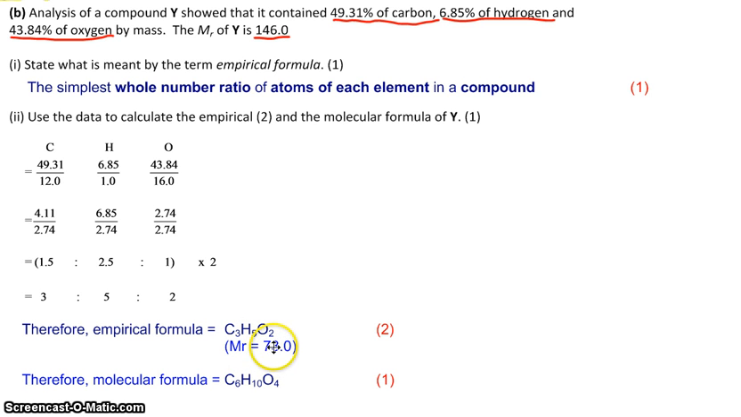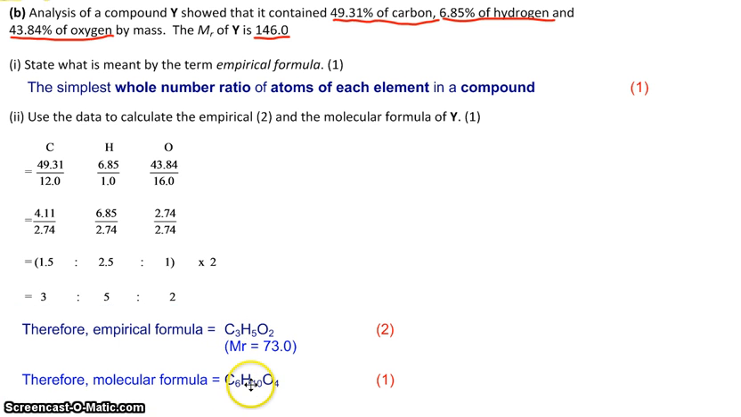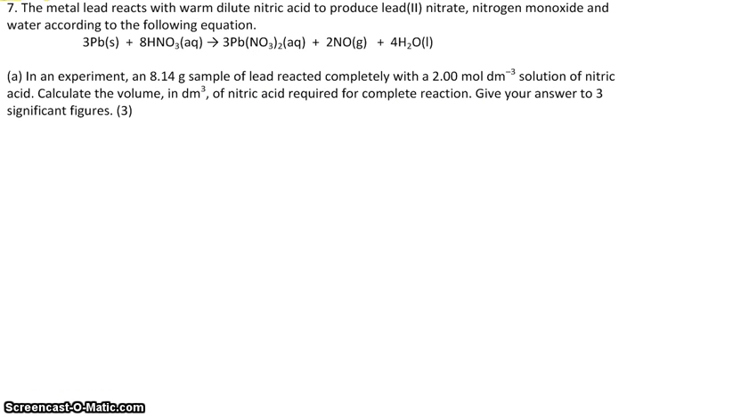So to get the scale factor to the molecular formula, we need to use the relative molecular mass of 146. If you divide that by the 73, you get 2. So the scaling factor is 2, and therefore the molecular formula is twice the empirical formula, which gives us C6H10O4. And then on to question 7. This is a much more difficult question because it's less structured and you have to think for yourself exactly the stages you need to go through to get the answer.